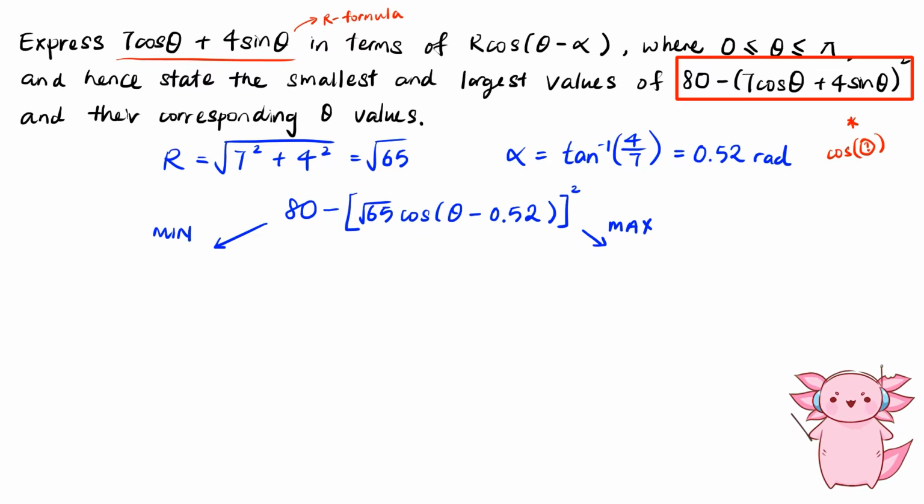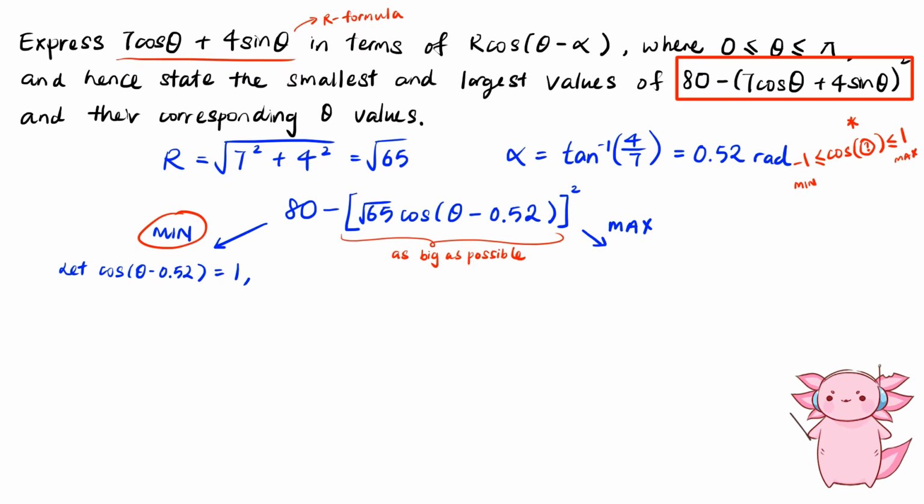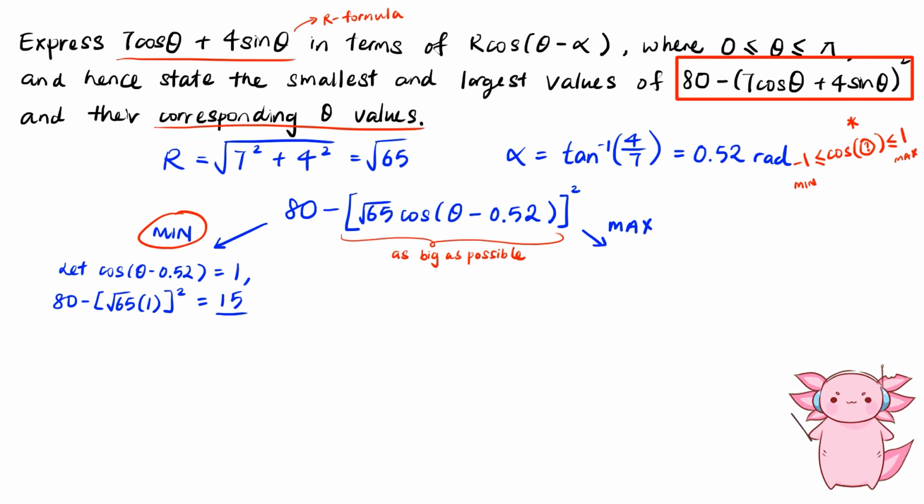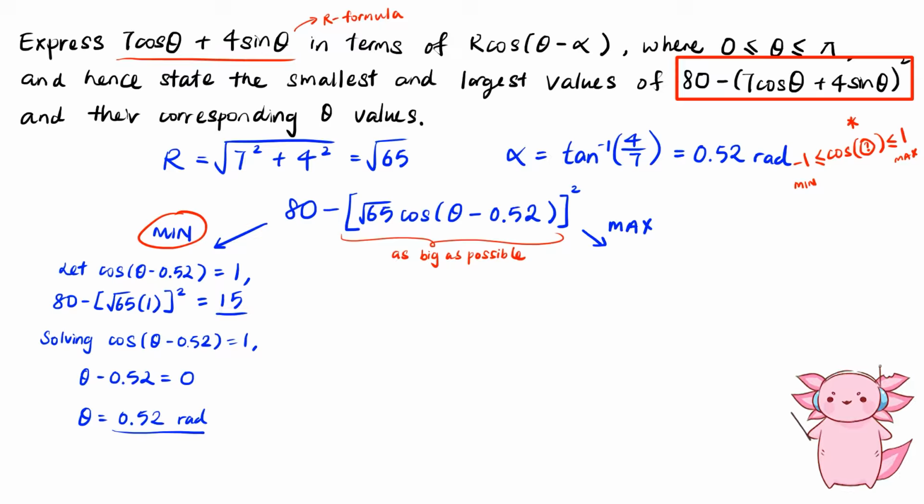Before that, we have to realize that for cosine of anything, the maximum and the minimum values are 1 and negative 1 respectively. In order to get the minimum, we kinda want this to be the biggest, so that 80 can minus off like a big amount. So we let cosine theta minus 0.52 is equals to 1, and then the minimum value works out to be 15. To find the corresponding value of theta, we can just solve for this equation over here, and it works out to be 0.52 radians.